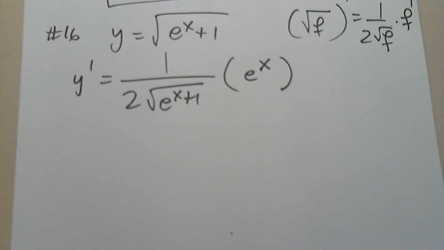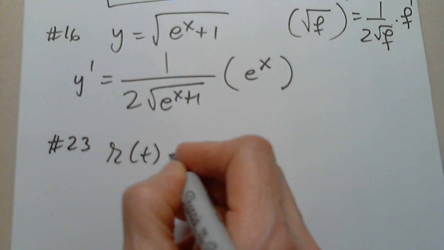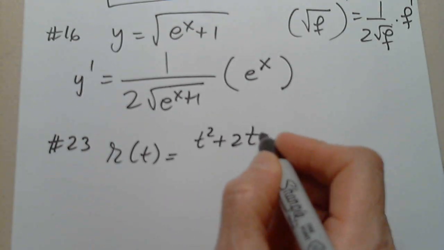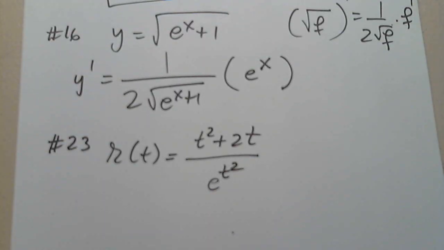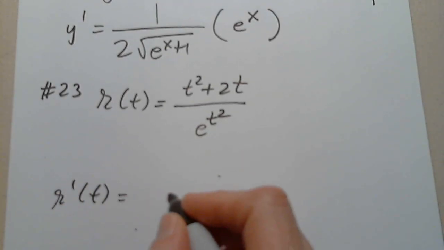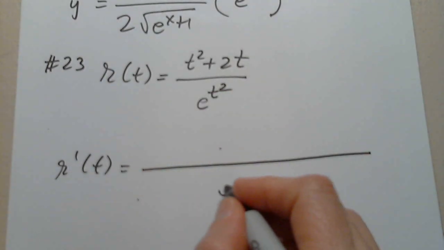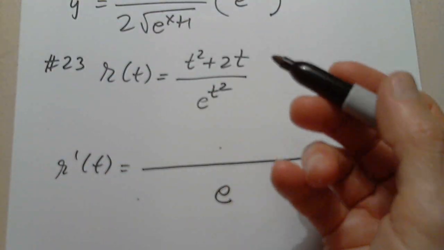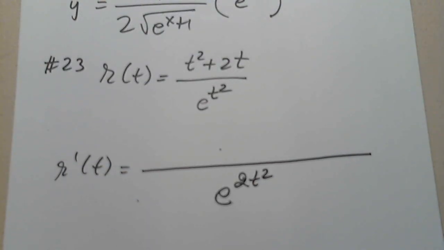So let's also look at the ratio, 23. In 23, we have r of t equals t squared plus 2t divided by e to t squared. And then I like to look at a word problem. So r prime, I have to use the quotient rule, and I have to square the denominator. When I square e to t squared, squared, I get e to 2t squared. Copy the base, multiply the exponents.